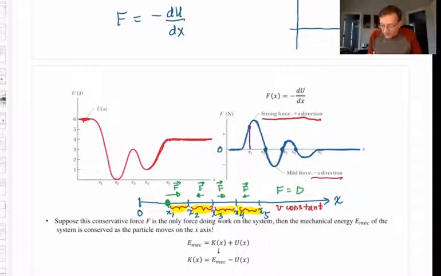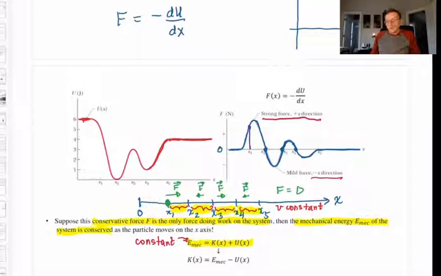All right, one more idea I want to bring up. Let's suppose, just to make things simple enough to imagine, our conservative force is the only force doing work on our system. Then we know from the previous video lecture that the mechanical energy, E mech, of the system will be conserved. I'm assuming the particle is moving along an x-axis. So E mechanical will be the kinetic plus the potential, and the mechanical energy will have the same value no matter what the location of the particle is on the x-axis. So E mech is a constant.